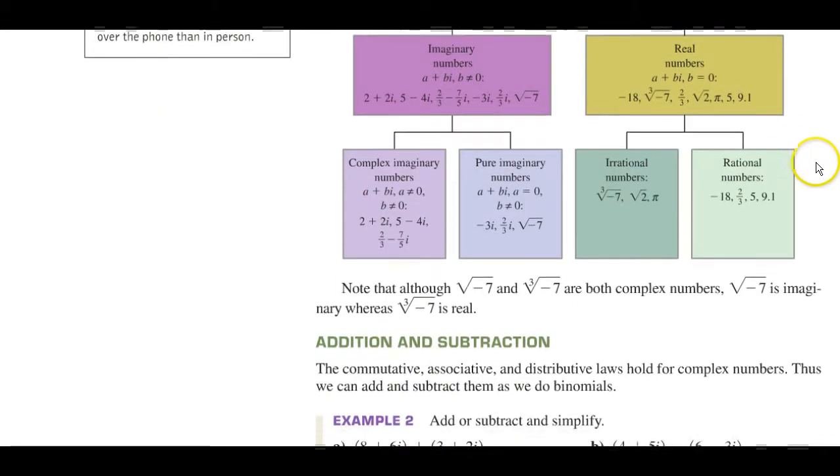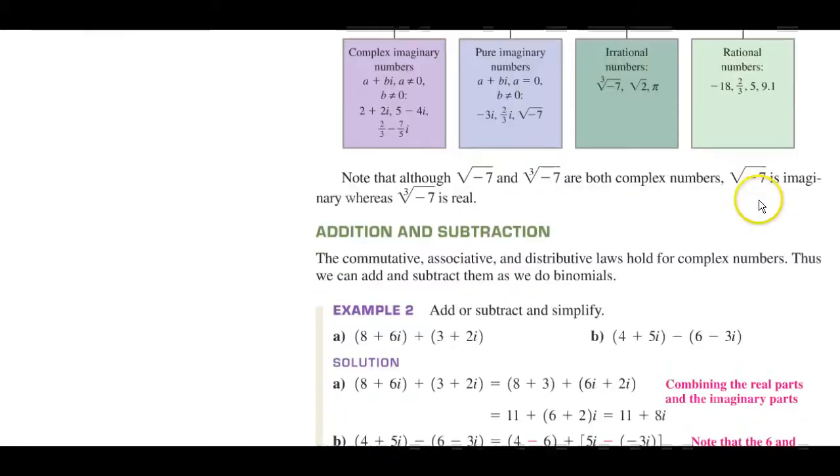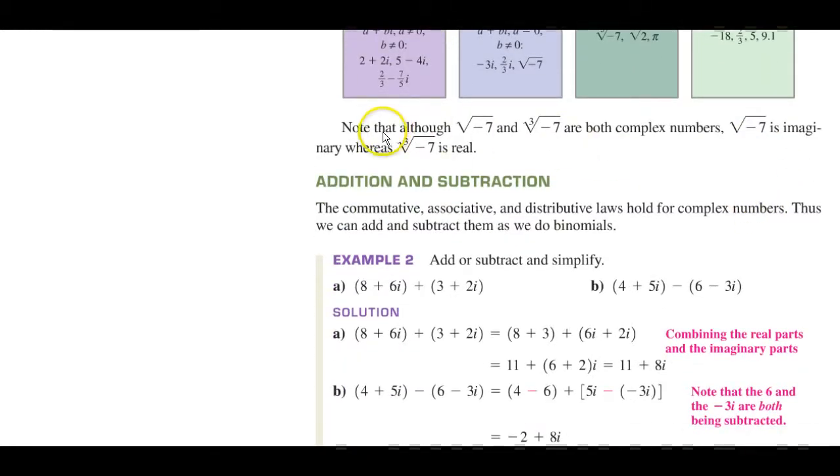Going back to our chapter 1 stuff, these are pure imaginary, and these are complex, since they're a combination of real and imaginary. And we had the irrational and rational. Note that though the square root of -7 and the cube root of -7 are both complex numbers, it's only when the index is even that it is imaginary.